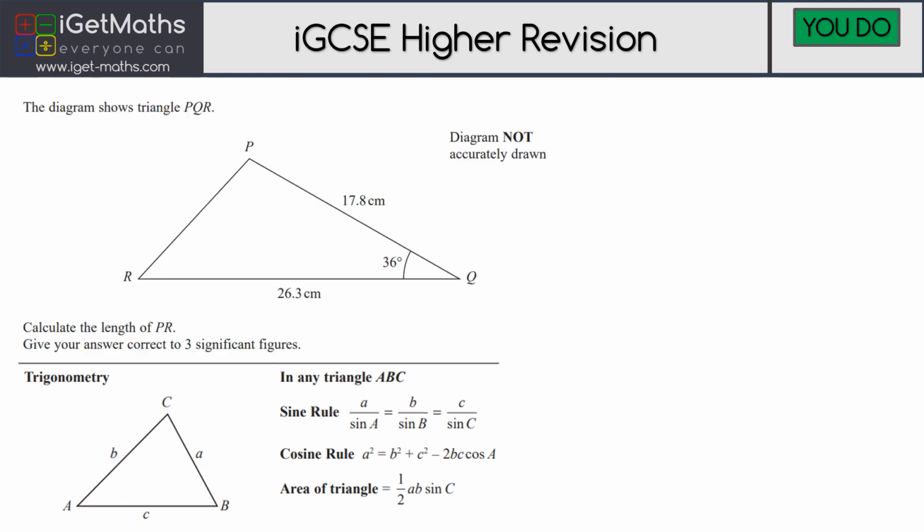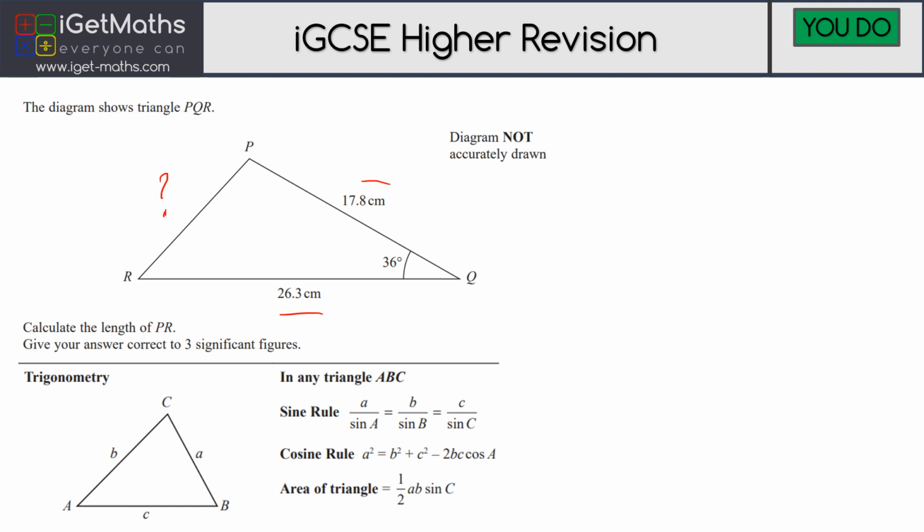Okay, so the diagram shows us triangle PQR. Calculate the length of PR. Give your answer correct to 3 significant figures. So again, we've got a side, we've got a side. We want to find this side, and we've got an angle. So this one has got 3 sides involved, so we're going to use the cosine rule.